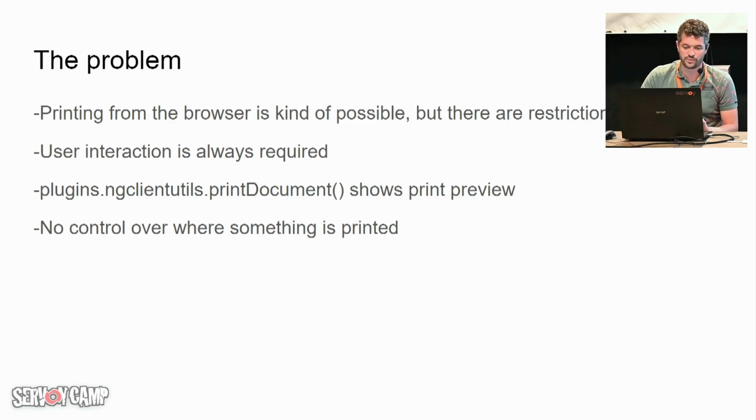For example, there is the NG Client Utils plugin, and it can print, but it shows the default preview. And also, as a developer, you don't have control over where the print is actually happening. So you cannot define which printer is used. The user chooses it. You can also not print to specific drawers of the printer.